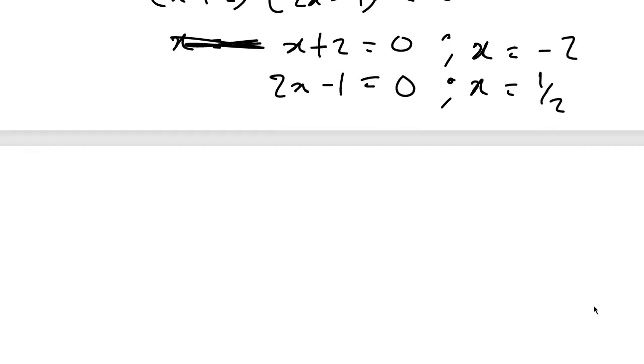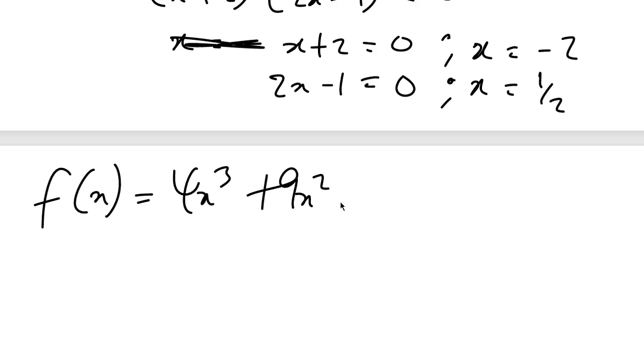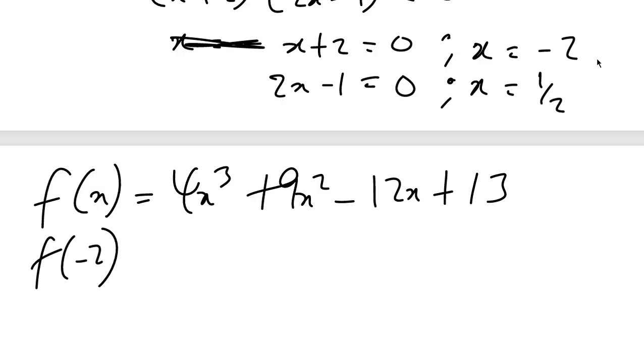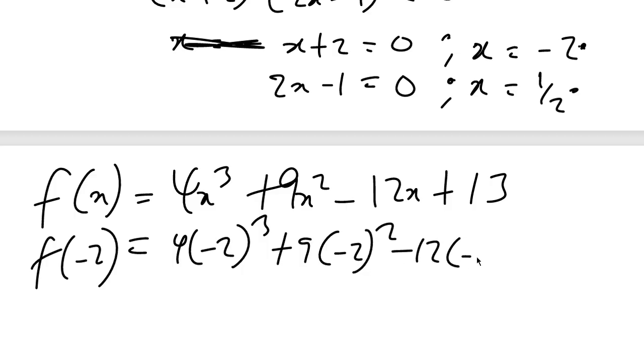So the question now is, given f of x is 4x cubed plus 9x squared minus 12x plus 13, we have to get f of minus 2, which is the first critical point, so that we now know which one is the relative min or max. At x equals negative 2, we have 4 into negative 2 to the power 3 plus 9 into negative 2 all squared minus 12 into minus 2 plus 13.